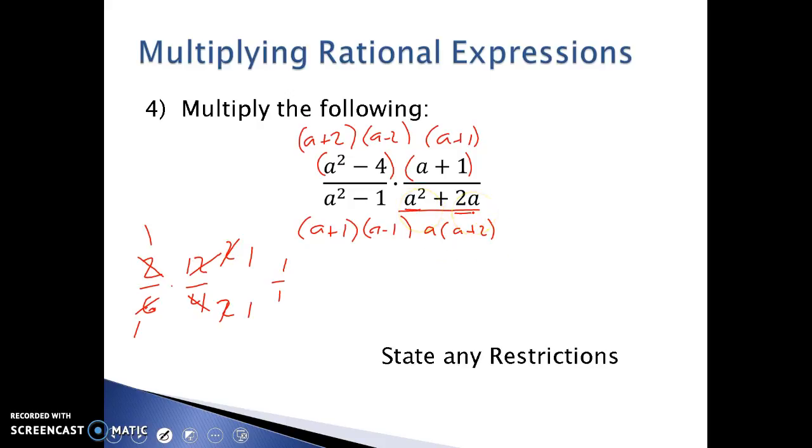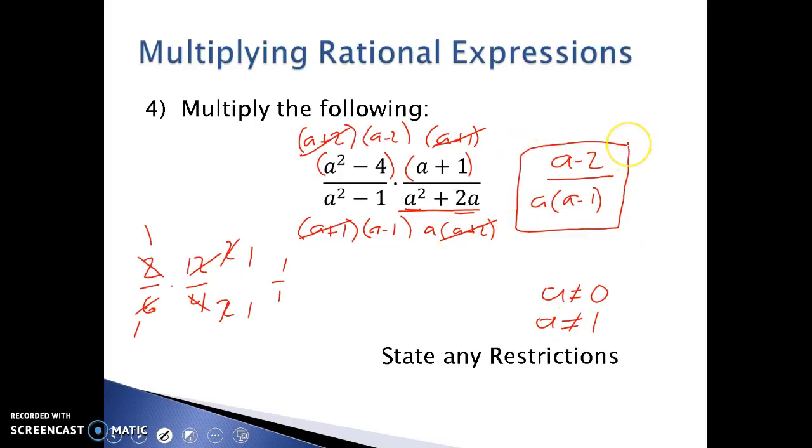So now I'm going to look to see what I could cancel out. A plus 2 cancels out with a plus 2. A plus 1 cancels out with a plus 1. And I'm left with a minus 2 in the numerator, and then a times a minus 1 in the denominator. Are there any restrictions? Well, there are. A cannot be 0, and a cannot equal 1, because if it does, then I have a denominator that is equal to 0, and I can't divide by something that's equal to 0. And so that's my solution.